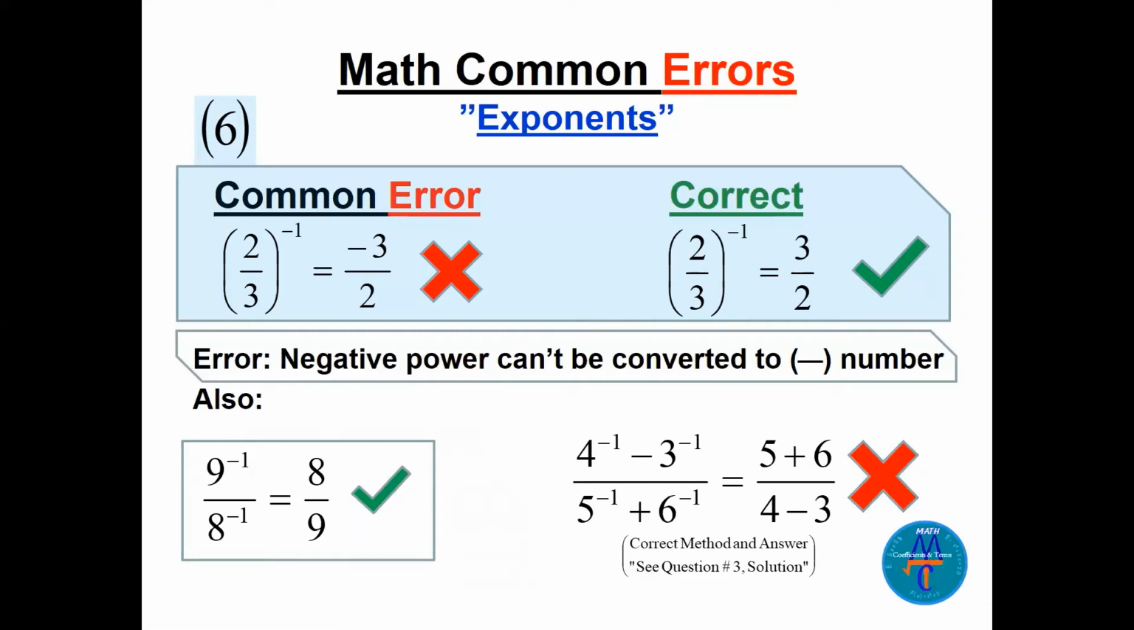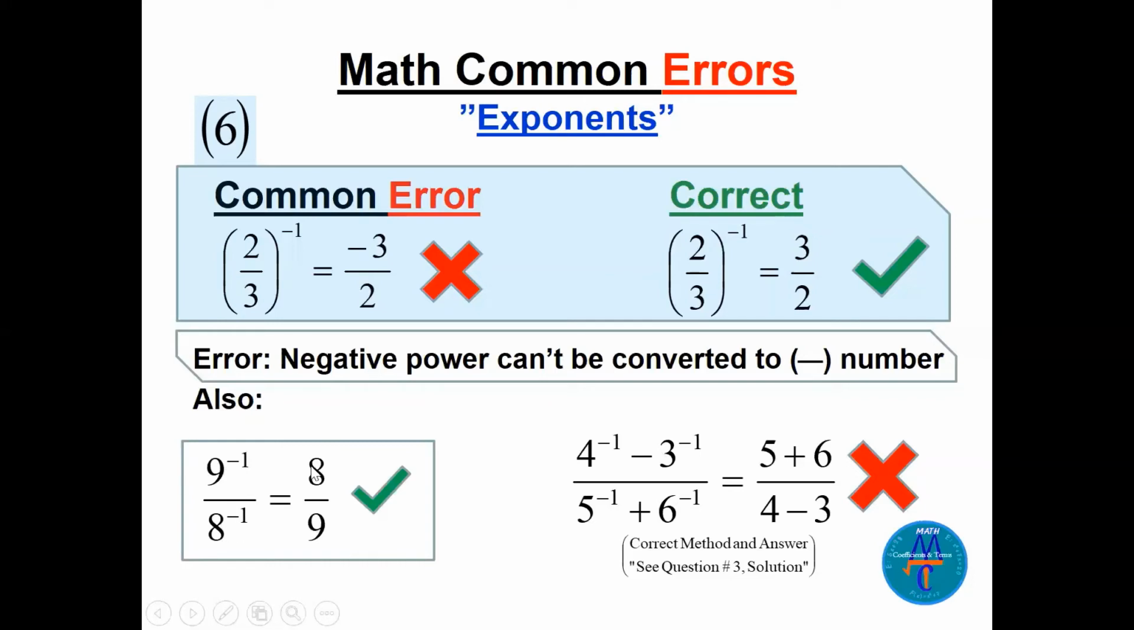If you have 9 to the power minus 1, this is like 1 over 9. So you can bring it down. If you have 8 to the power minus 1 in the denominator, this is like 1 over 8, so it will be 8 over 9, the whole answer. That's correct. But remember, if you have addition and subtraction, you cannot bring it down as you did here. You see 9 to the power minus 1, we can bring it down, and this 8 to the power minus 1, bring it up.